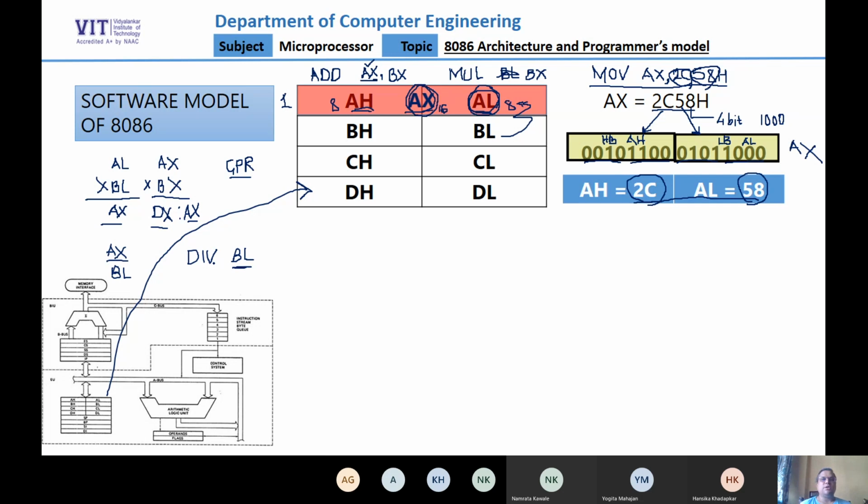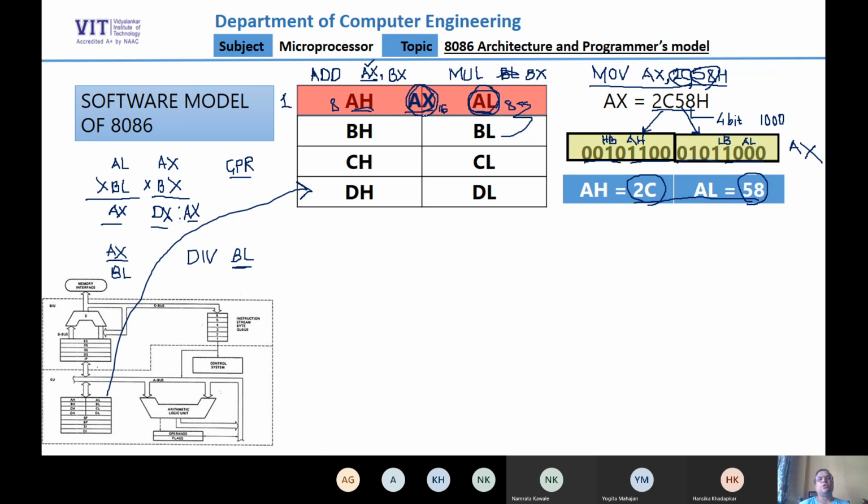Now the next use of the Ax register is whenever the processor wants to perform an input-output operation with an I/O device. By default, Ax can be used as the register through which data can go out or in which data can be received. Are you getting what I mean to say?